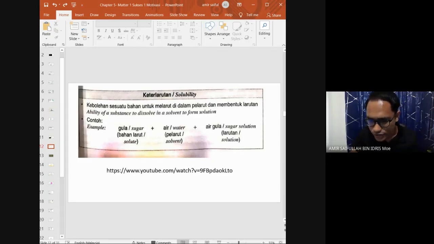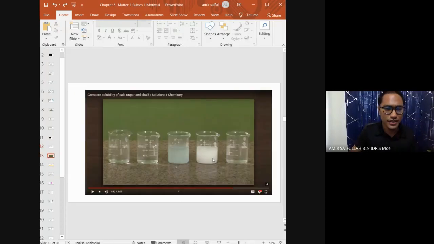Sugar should dissolve faster. Sugar molecules are bigger. Okay. All right, copied from Google. This one you find out on your own. So, different solubility.